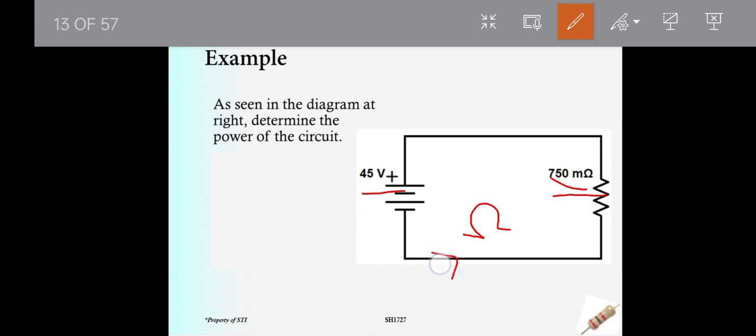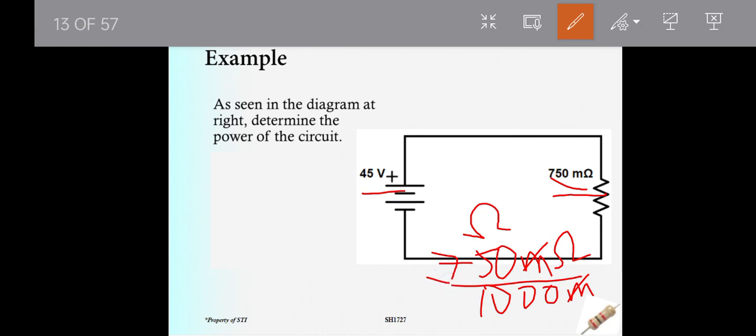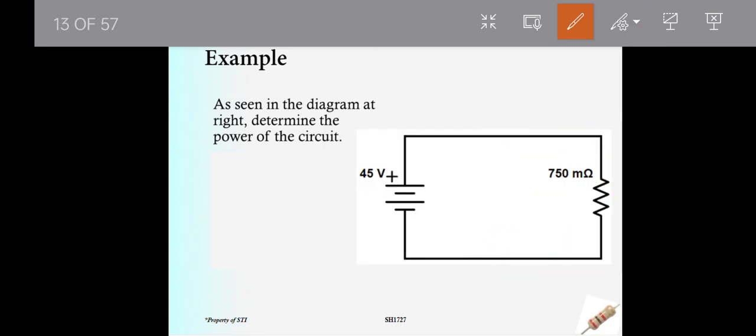So, simply, 750 milliohms, okay, divided by 1,000, and eliminate yan siya. So, therefore, ang resistor natin, or resistance natin, we have 0.75 ohms na ngayon. Okay? So, we just simply divide itong given with 1,000 para malaman natin yung resistance lang natin. Okay?